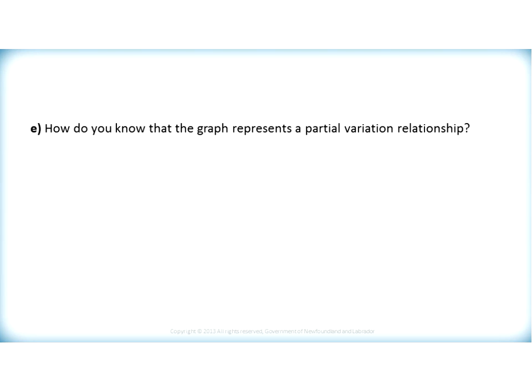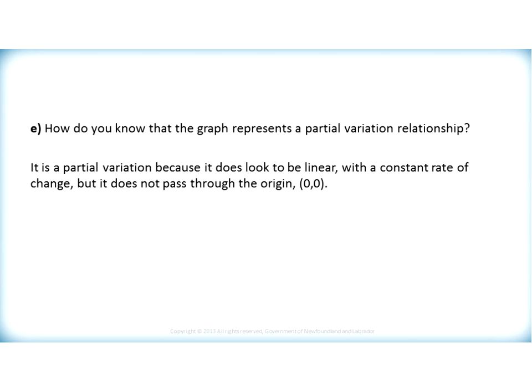And how do we know that the graph represents a partial variation relationship? Well, it's a partial variation because it does look to be linear. It does have a straight line pattern, and it has a constant rate of change. The constant rate of change, or our slope, is negative 50, but it does not pass through the origin. It doesn't go through the point 0, 0. Our initial value for this particular graph is 0, 75. So our y-intercept was y equals 75.